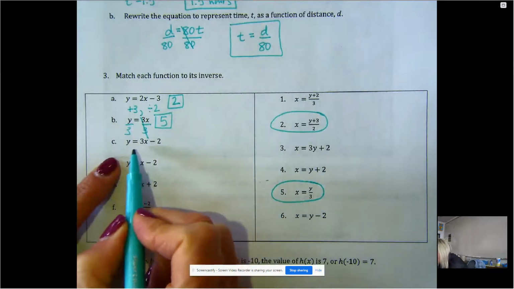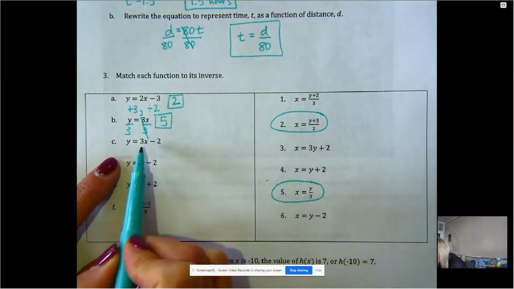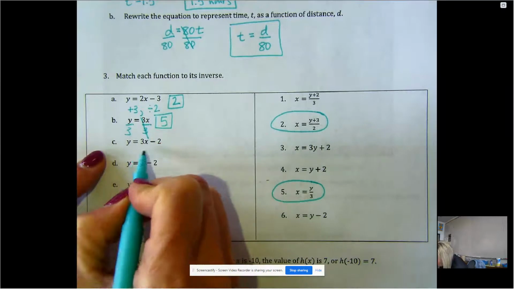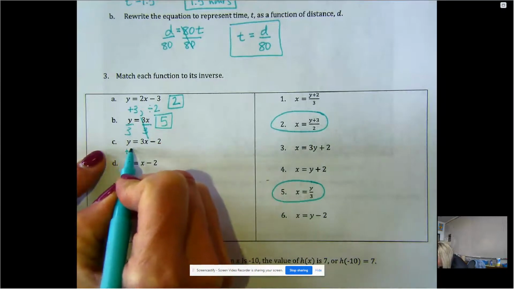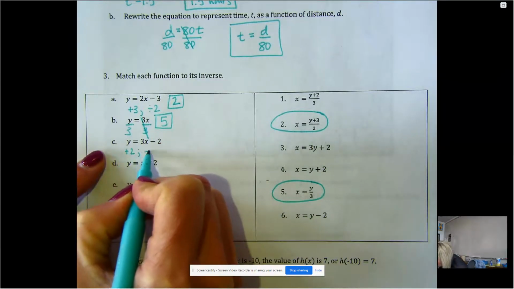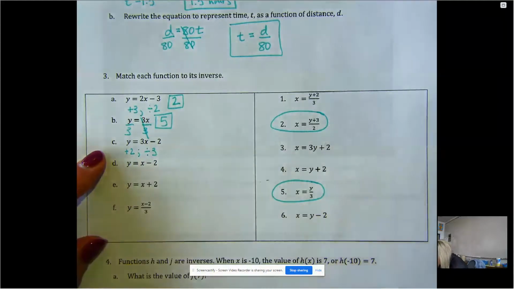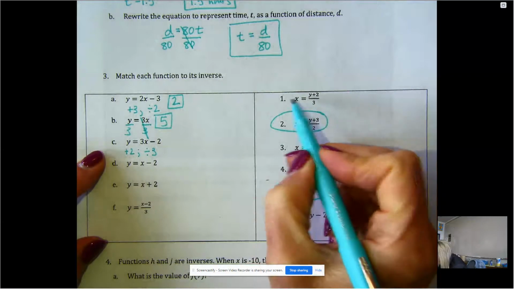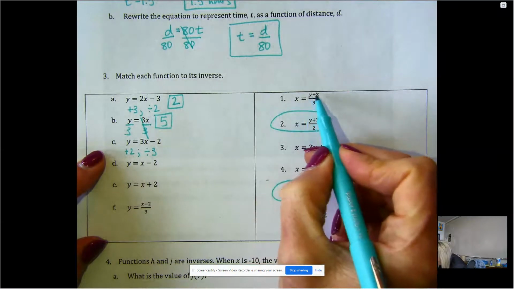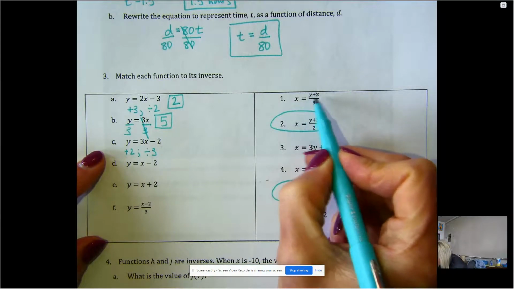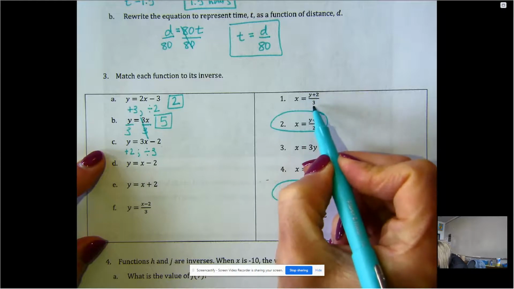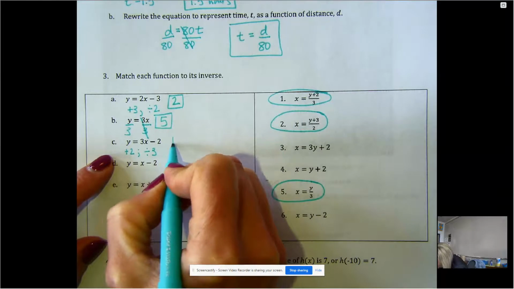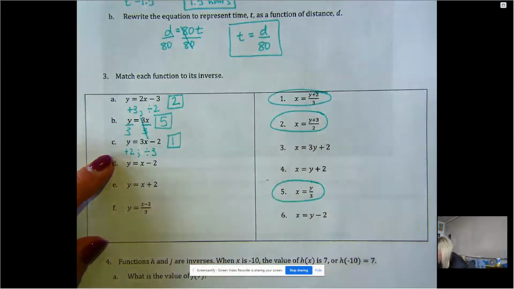All right, on C, this tells me to multiply by 3 and then subtract 2. So I'm going to look for an inverse that has me add the 2 and then divide by the 3. So when I look at these, equation 1 with the y plus 2 on the top, that comes first, and then divide by 3. So equation 1 matches with C as its inverse.